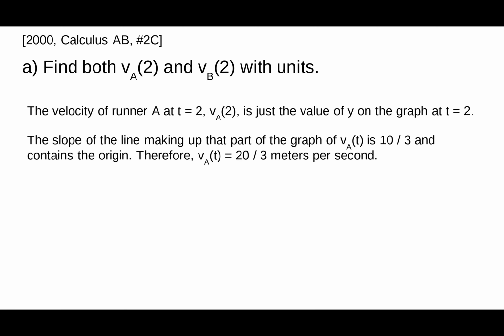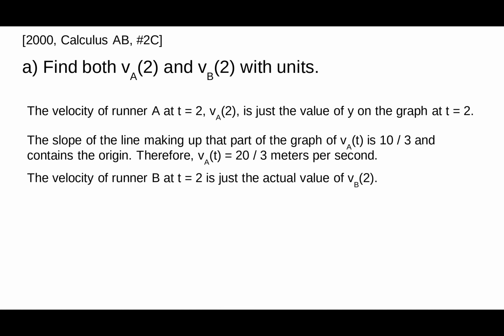The slope of the line that makes up that portion of the graph of VA of t is 10/3 and contains the origin. Therefore, the velocity of runner A at t equals 2 is 20/3 meters per second. We just take the slope, multiply it by the x-coordinate 2, and we get 20/3.